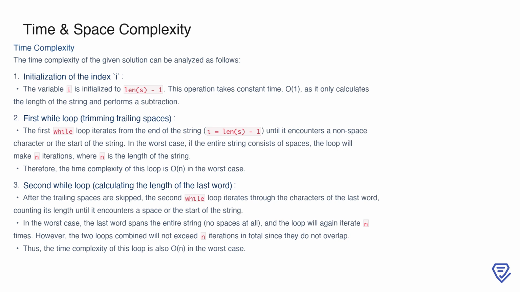After this, we encounter the second while loop, which calculates the length of the last word by iterating through its characters until a space or the start of the string is encountered. Again, in the worst case, where there are no spaces in the string, this loop will process all n characters. However, it's important to note that both loops together will never exceed a total of n iterations, as they work sequentially. Thus, the combined time complexity of these two loops is O(n).